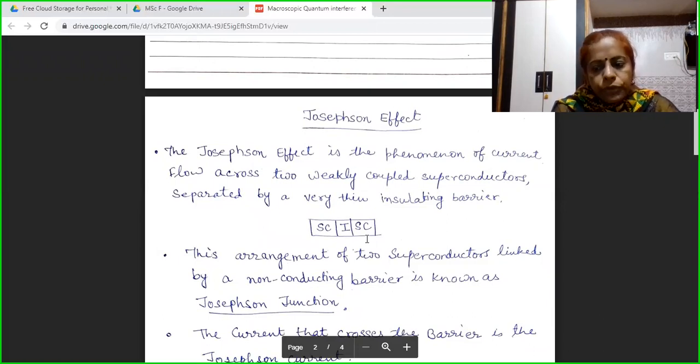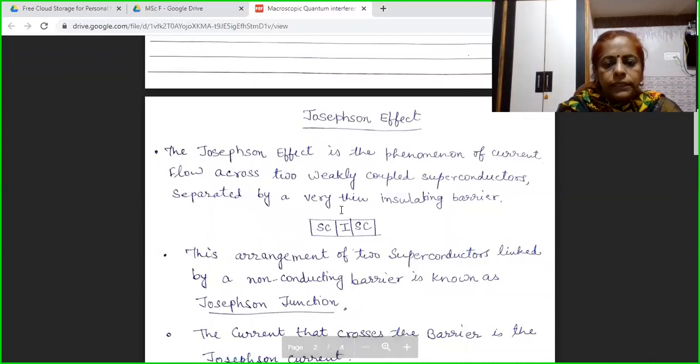As we know, when we have two superconductors which are separated by an insulating layer, and this insulating layer is very thin, then electrons can cross from one superconductor to another superconductor. That means this insulator acts as a barrier. So, this Josephson effect is the phenomenon of current flow across two weakly coupled superconductors which are separated by a very thin insulating layer.